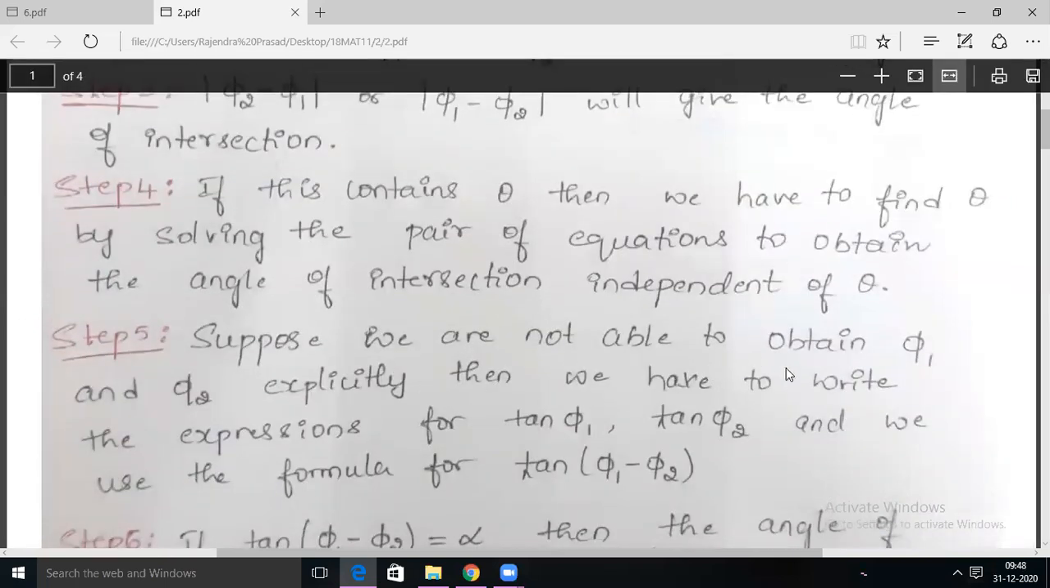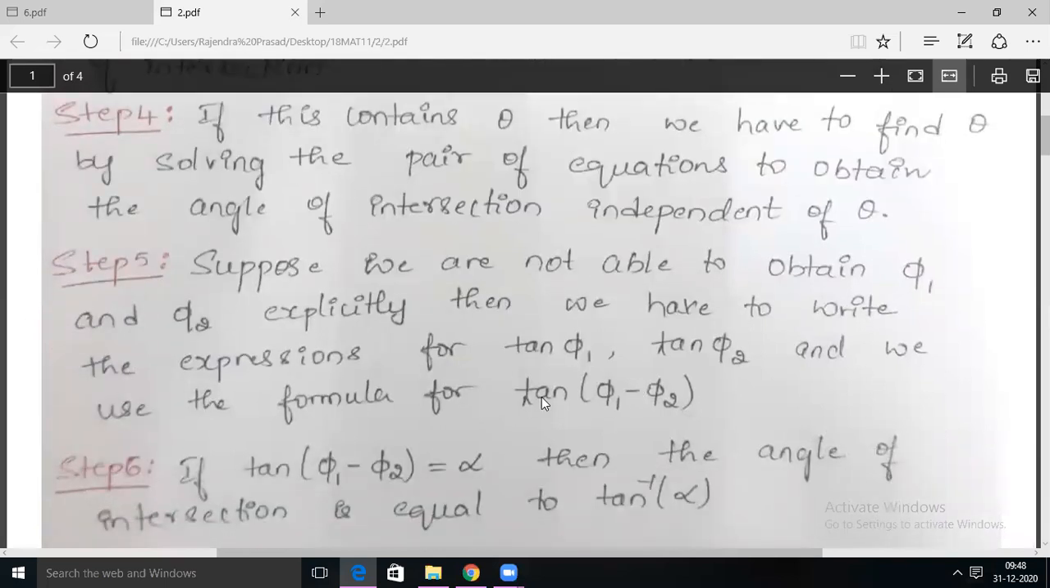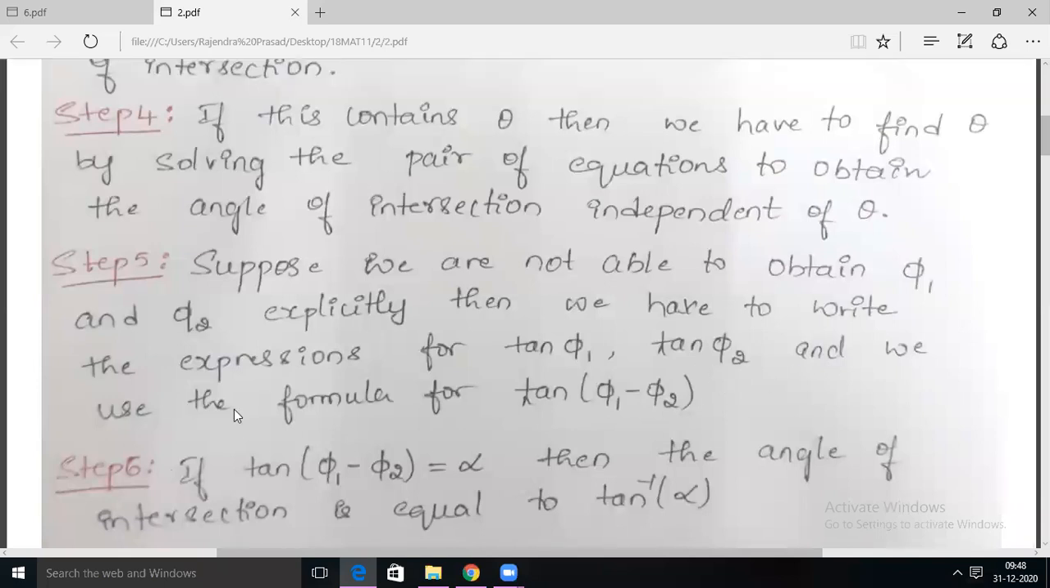Suppose we are not able to obtain phi 1 and phi 2 explicitly, then we have to use the tan of phi 1 minus phi 2 formula, right? See here, we use the formula for tan of phi 1 minus phi 2.